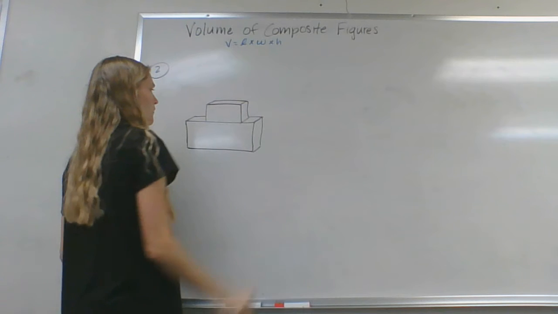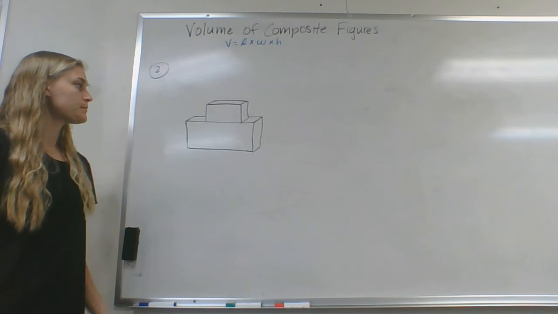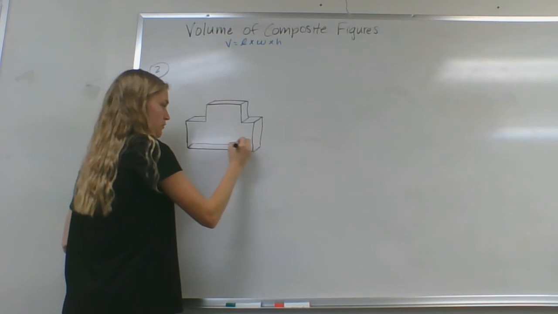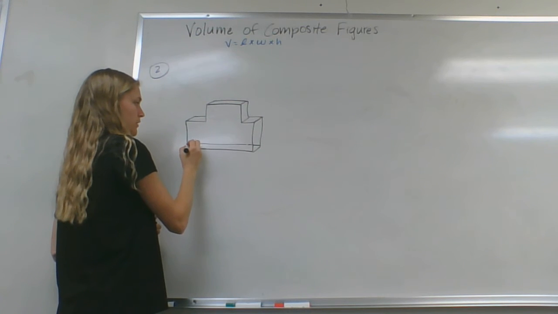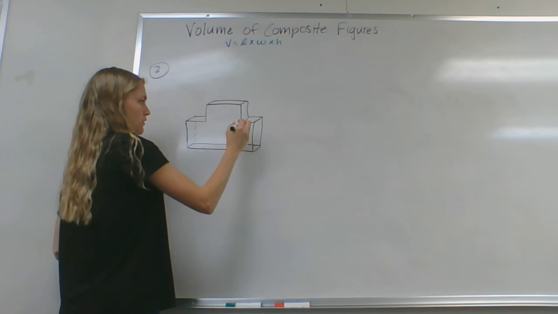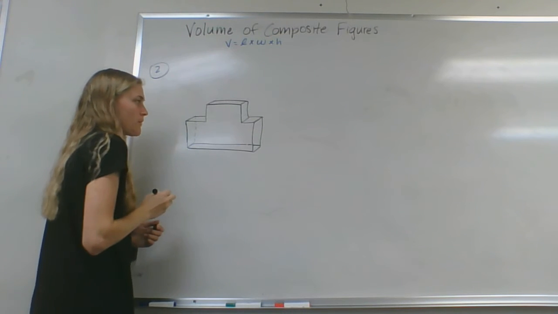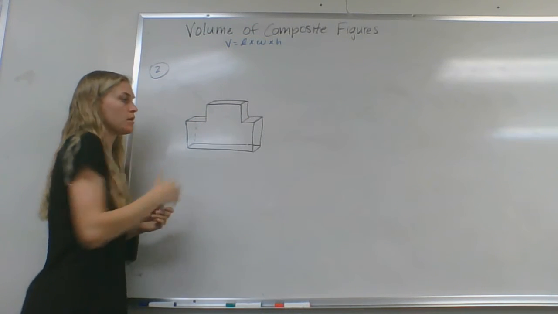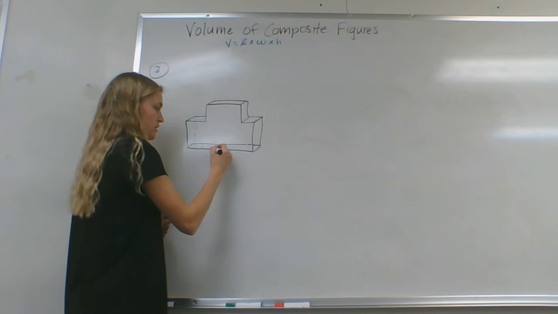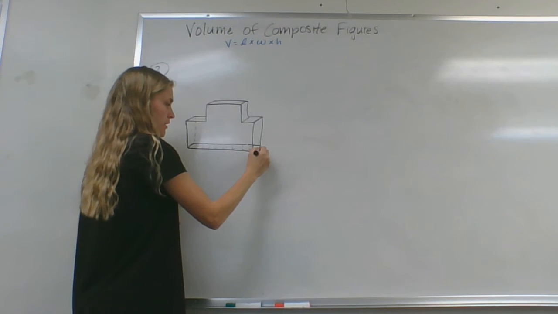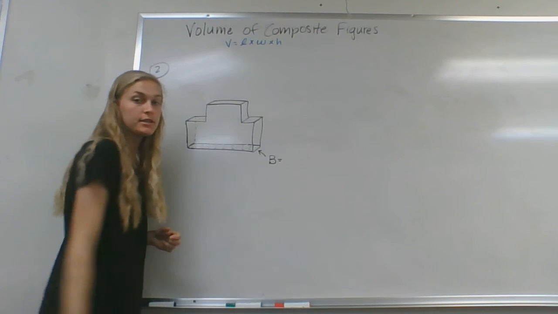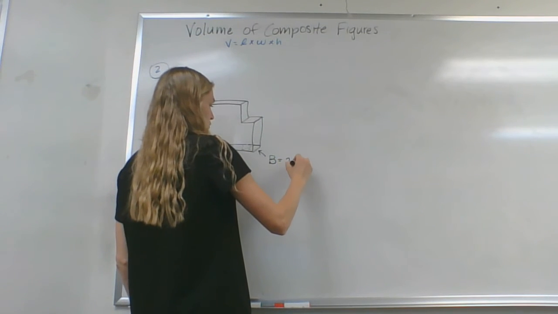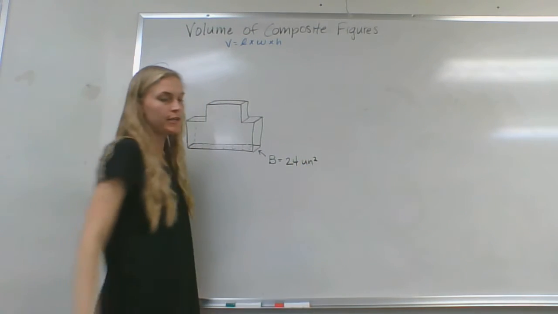Okay. So we're going to say that we're going to draw a base down here. This base right here might get confusing. I'll leave that part out. This base right here, the bottom of this section, we're going to say B, capital B, equals, let's say, 24 units squared.